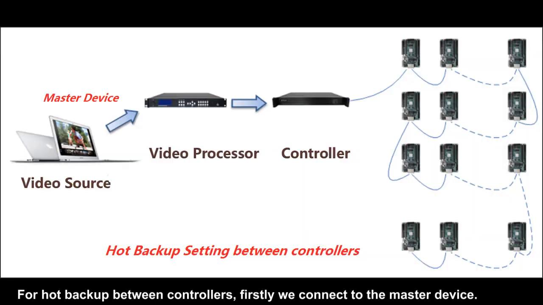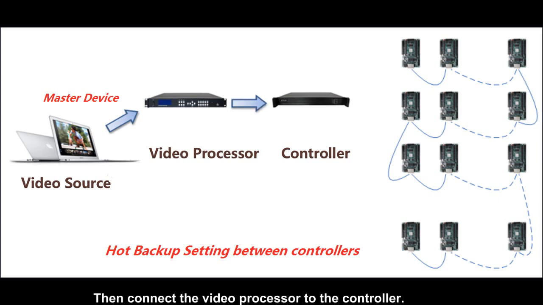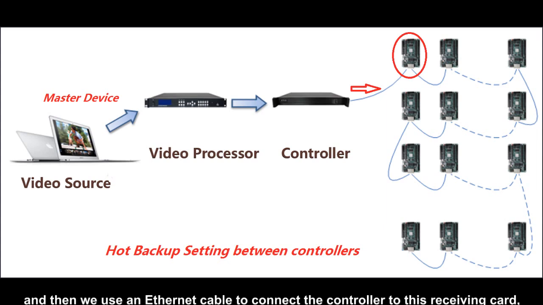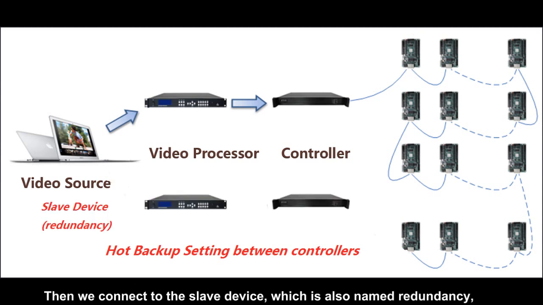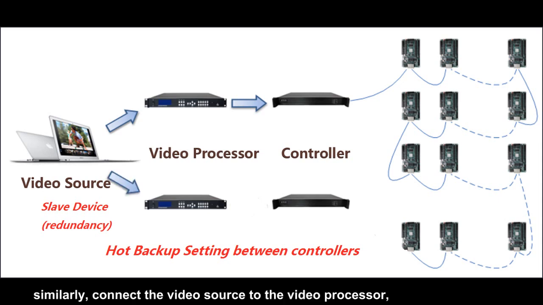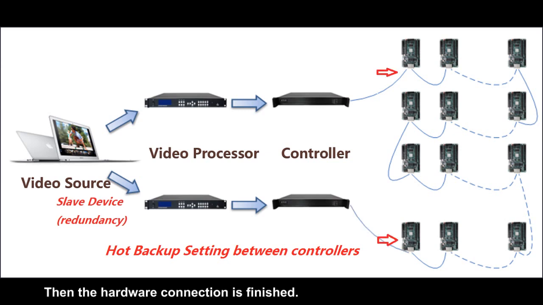For hub backup between controllers, first we connect the master device: connect the video source to the video processor, then connect the video processor to the controller, and then use an Ethernet cable to connect the controller to this receiving card. Next, we cascade these receiving cards. Then we connect the slave device, which is also named redundancy. Similarly, connect the video source to the video processor, and connect this receiving card to the controller. Then the hardware connection is finished.